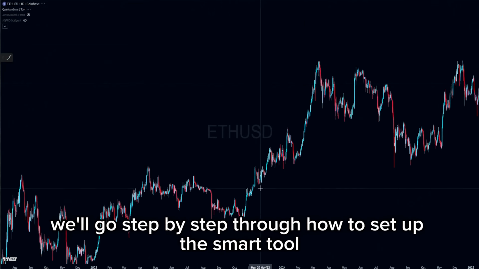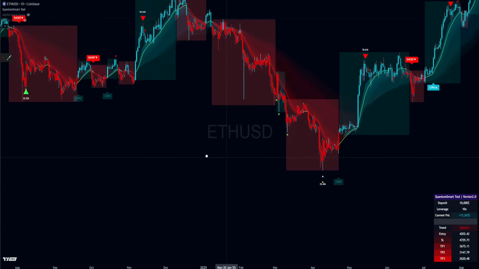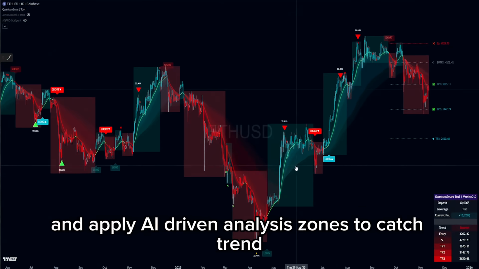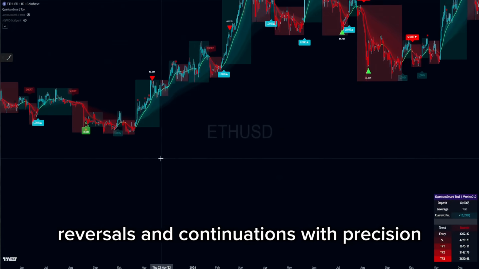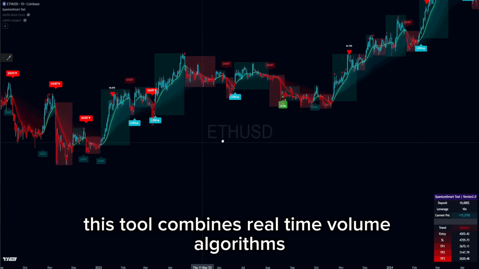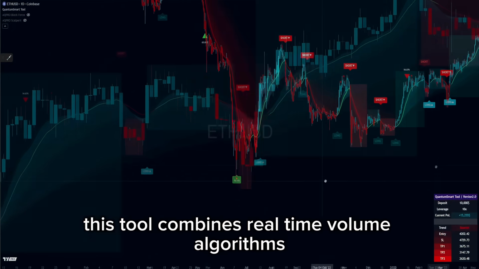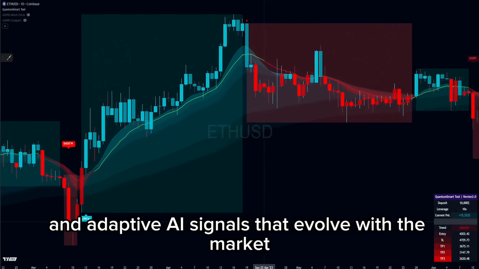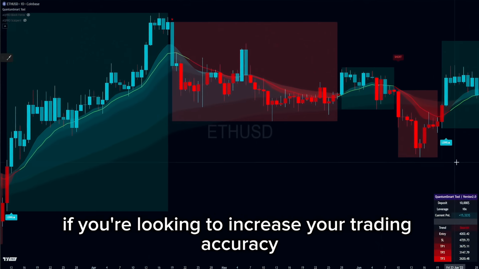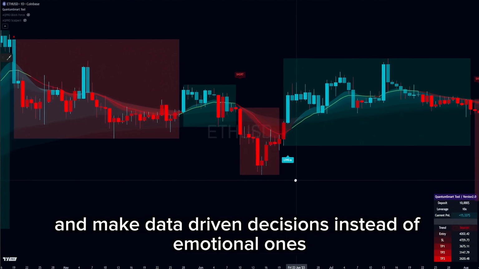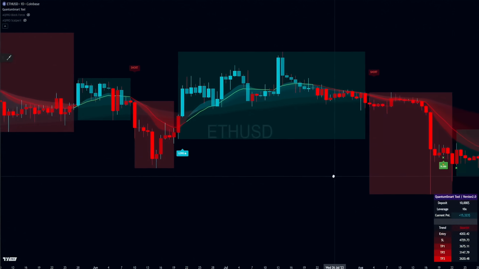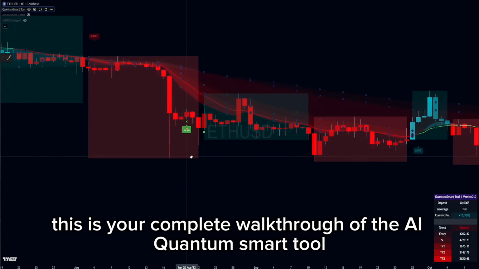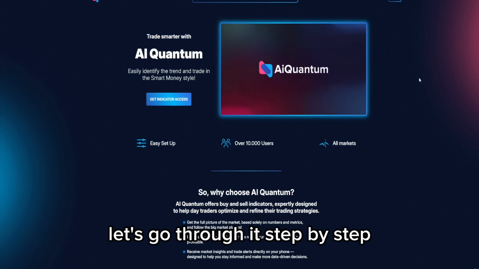We'll go step by step through how to set up the Smart Tool, interpret its signals, and apply AI-driven analysis zones to catch trend reversals and continuations with precision. This tool combines real-time volume algorithms, demand and supply mapping, and adaptive AI signals that evolve with the market. If you're looking to increase your trading accuracy and make data-driven decisions instead of emotional ones, stay tuned. This is your complete walkthrough of the AI Quantum Smart Tool. Let's go through it step by step.